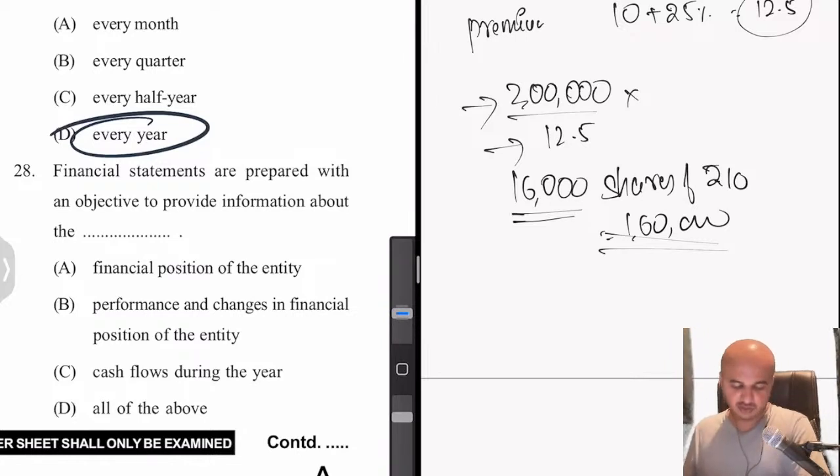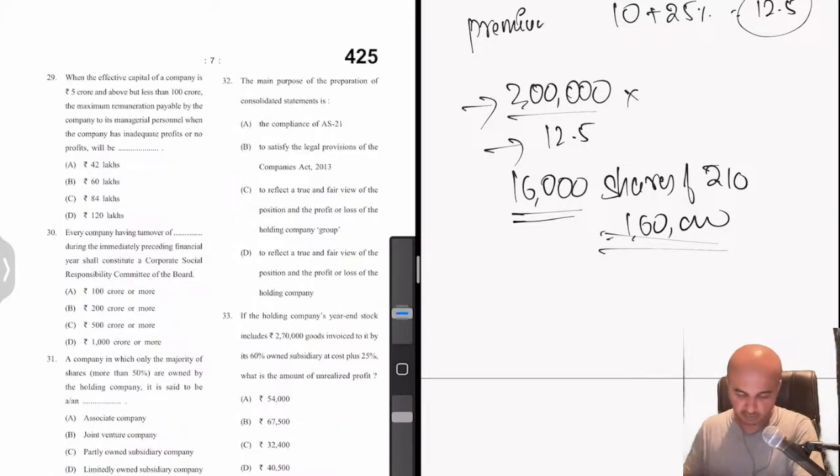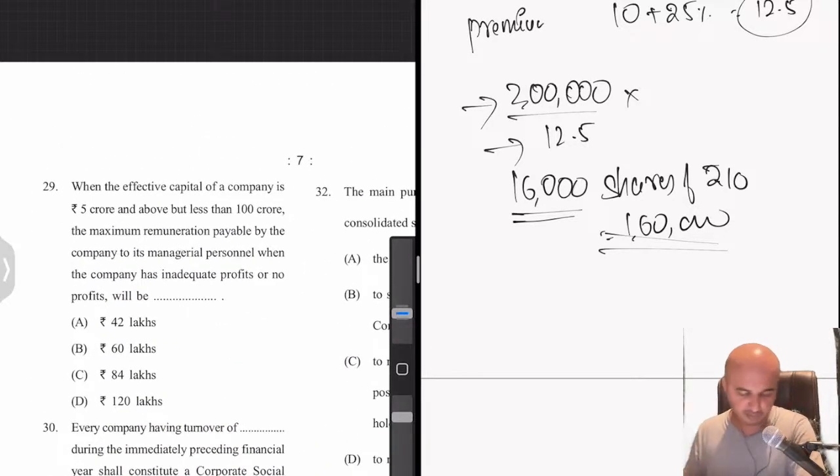Financial statements are prepared with an objective to provide information about the financial position of the entity, balance sheet, performance and changes in financial position of the entity, profit and loss statement, cash flow during the year, cash flow statement. All of the above is the right answer. Very easy question. All these things will be there as part of the financial statements. So therefore all of the above makes sense. So we select all of the above.